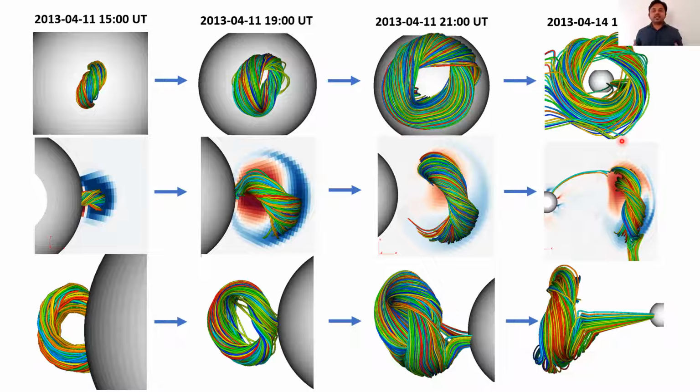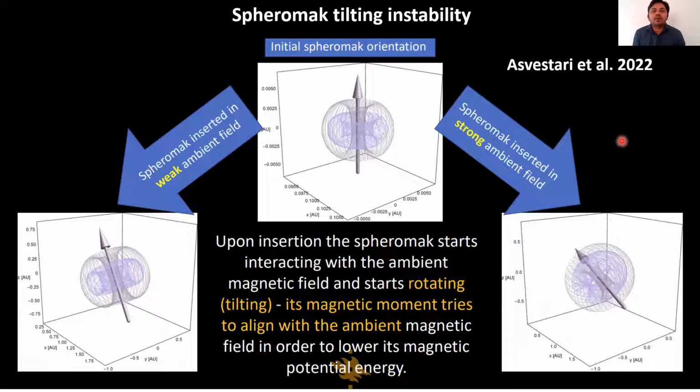So why is this happening? There is actually a physical reason behind that. My colleague Asvestari from our group, Asvestari et al., found that this is happening due to the spheromak tilting instability. What is that? When you inject a spheromak in the ambient magnetic field, there is an interaction between the magnetic moment of the spheromak and the ambient field, and the spheromak tries to minimize its magnetic potential energy, and it reaches stable equilibrium when its axis of symmetry aligns with the radial direction of the magnetic field. So that's the physical reason. That's why a spheromak rotates when you inject it in an ambient magnetic field.